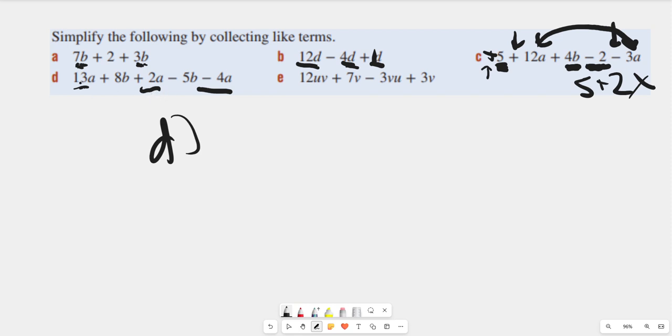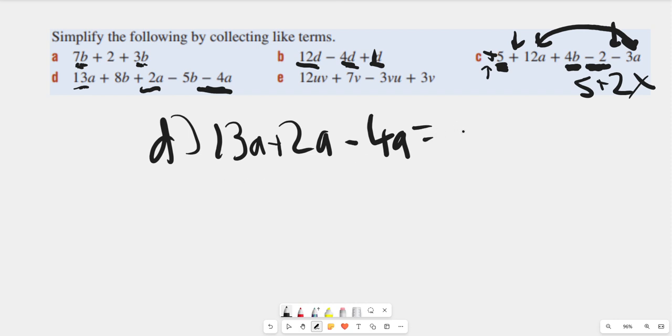Okay. So for the a's, we've got 13a, we've got plus 2a and minus 4a. I also want you guys, if you're learning this, try to have the symbol in front as a part of your memory for what it is, right? So it's not just 4a, it's minus 4a, okay? So I'm going to write all of these like terms that I found. 13a plus 2a minus 4a, and then 13 plus 2 is 15, minus 4 is 11. So we've got 11a. And then we can move on to our b's.